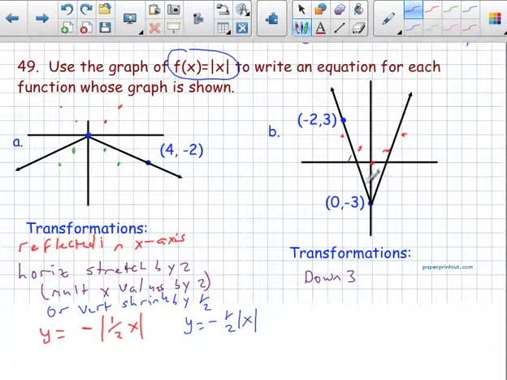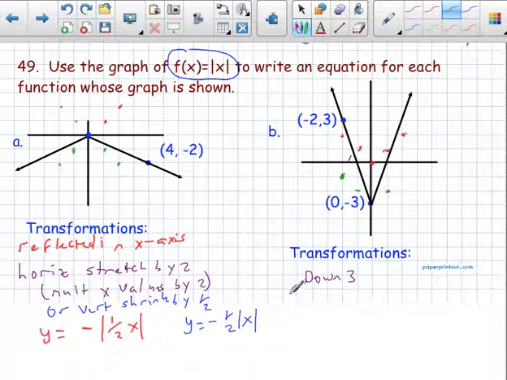And then what else has happened? Because if I just went down 3, I'd be at 0, negative 3. I'll put these points in green. I'd be at 1, negative 2. And I'd be at negative 1, negative 2. And I'd be at negative 2, negative 1. But instead of being at negative 2, negative 1, I'm at negative 2, 3. So normally I'd go left 2 and up 2. Here I'm going left 2 and up 1, 2, 3, 4, 5, 6.